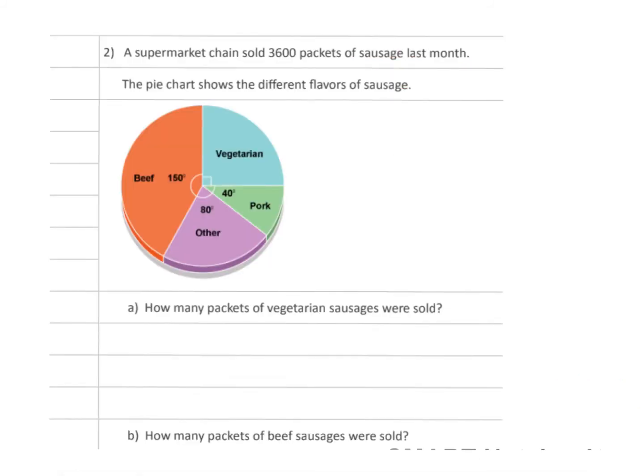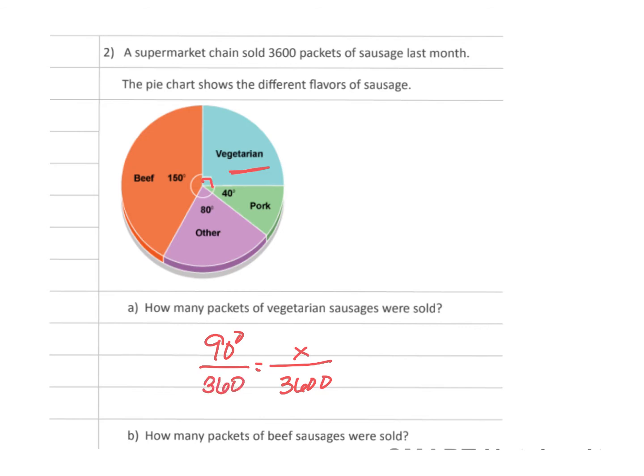So a supermarket chain sold 3,600 packets of sausage last month. The pie chart shows the different flavors. So here's where we're going to use proportions. Letter A, how many packets of vegetarian sausages were sold? So we know that they sold 3,600. What we don't know is how many were vegetarian. So we look at our vegetarian. That gives us 90 degrees because of our little right angle symbol out of the 360.